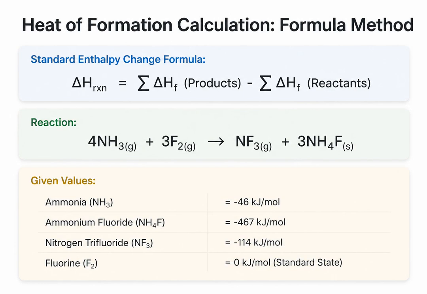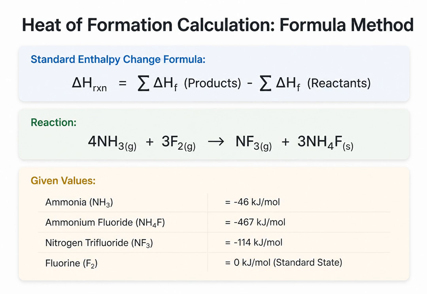Let us look at a second example. We are given a reaction between ammonia and fluorine gas to produce nitrogen trifluoride and ammonium fluoride. We can solve for the enthalpy change using two different methods. The first is by calculation using the standard formula. The enthalpy change of the reaction equals the sum of the heats of formation of the products minus the sum of the heats of formation of the reactants.